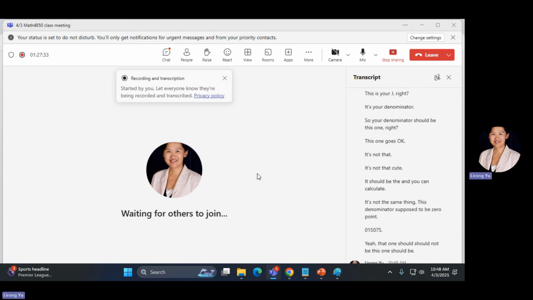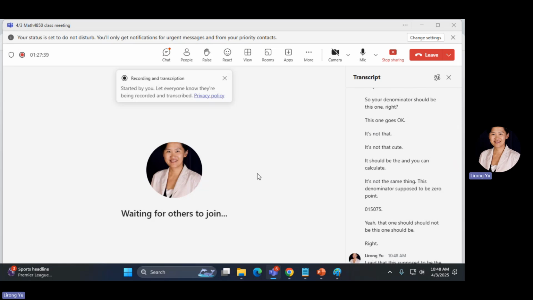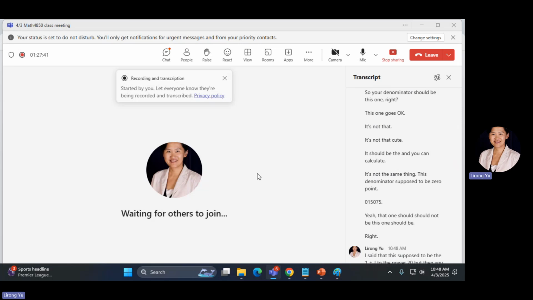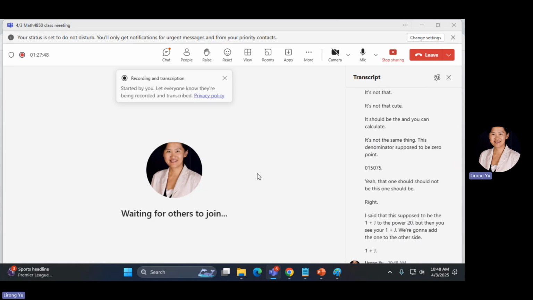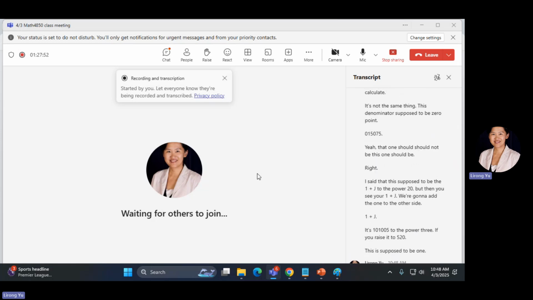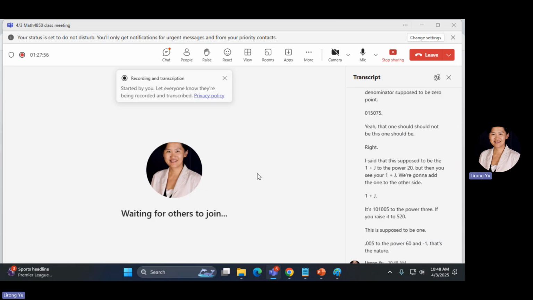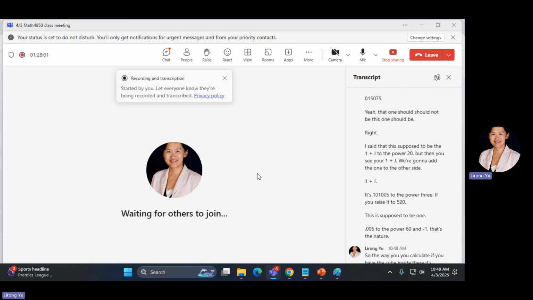Right, I said this is supposed to be 1 plus J to the power 20, but then you see your 1 plus J, you're going to add the 1 to the other side. 1 plus J is 1.005 to the power 3. If you raise it to the power 20, this is supposed to be 1.005 to the power 60 minus 1. That's the numerator. So the way you calculate, if you have the cube inside there, it's going to be a problem. Okay. Yeah. Gotcha. Thank you.